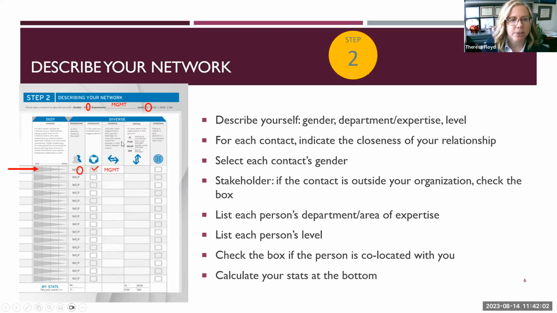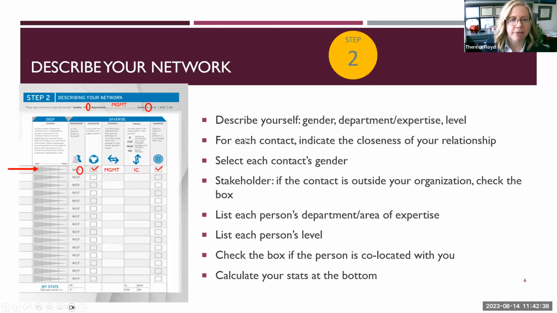Next, list each person's department or area of expertise. For example, I'm a management faculty member, and this contact is a management faculty member as well. Then finally, list each individual's level. You have 4 choices. IC for individual contributor. FLM means frontline manager, like first level supervisors. MLM is middle level managers, and SM means senior managers. That would be like directors, vice presidents, and above.